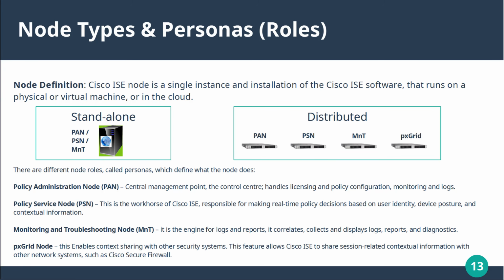Then we've got the pxGrid node. This enables context sharing with other security systems. This feature allows Cisco ISE to share session-related context information with other systems such as Cisco Secure Firewall. The pxGrid framework facilitates the exchange of policy and configuration data between the nodes, including the sharing of tags and policy objects with third-party systems for purposes like threat intelligence. And access to the pxGrid service requires an Advantage or Premier license. We will have a look at licenses shortly.